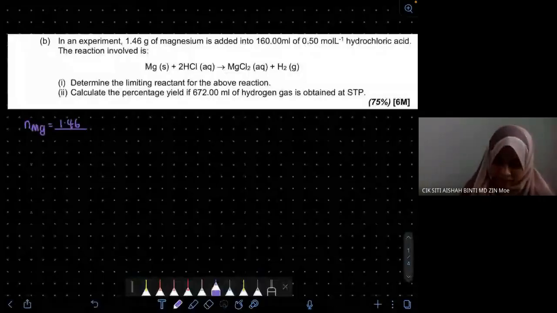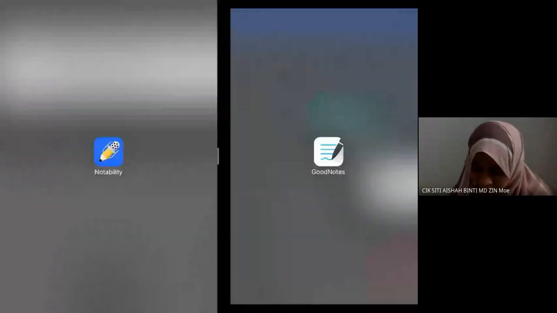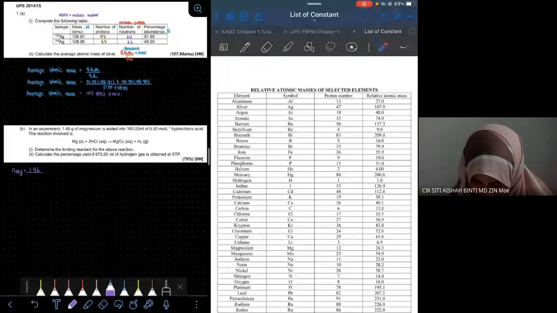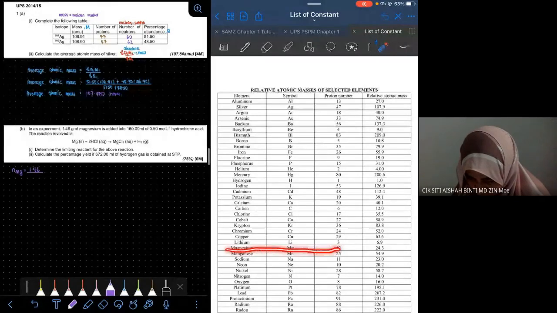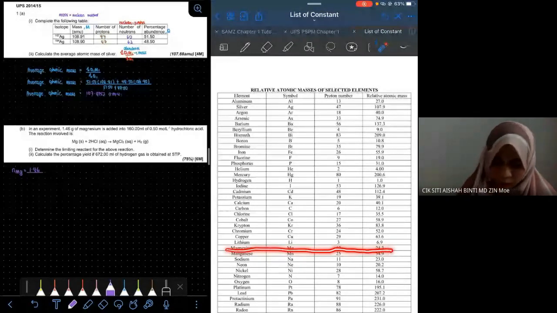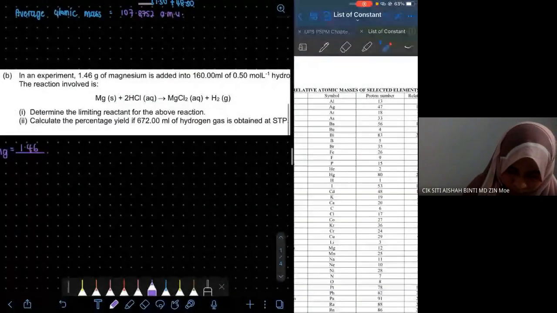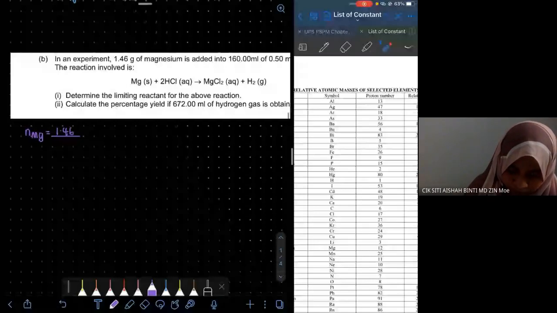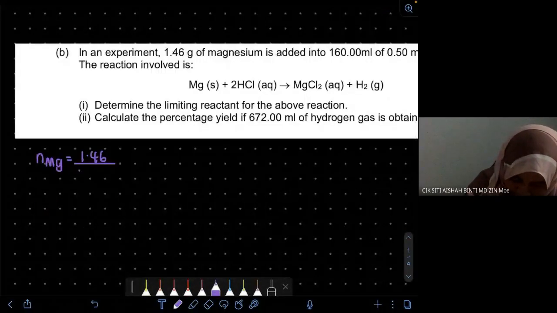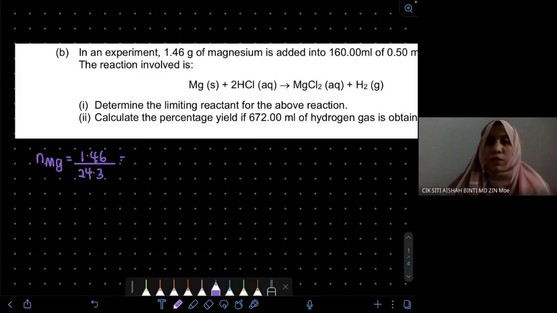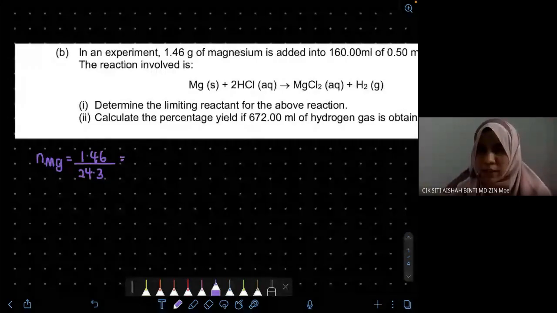Sorry, wait. Let me check. Okay, magnesium, Mg. 12 is the proton number. The relative atomic mass is 24.3. So here it's 24.3. Okay, so what about moles? We did H27 just now, so we go back to H27. Adrian, what is the number of moles of magnesium here?